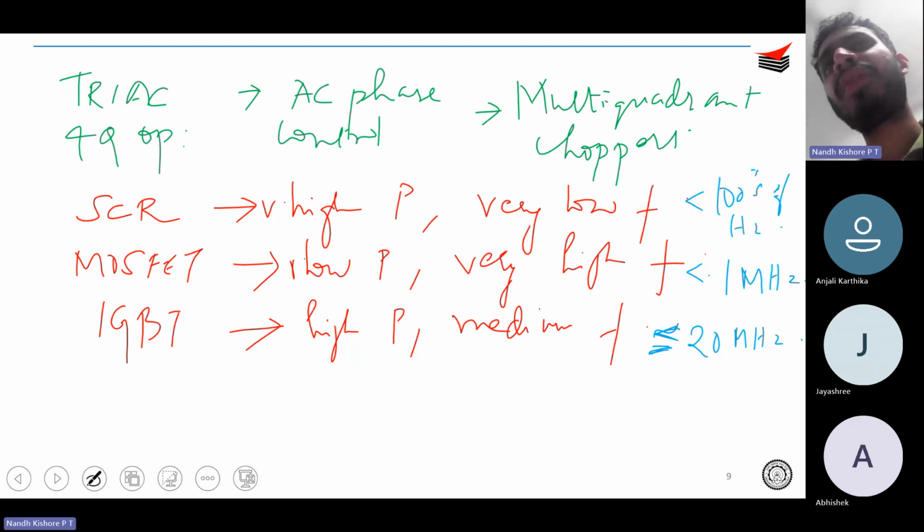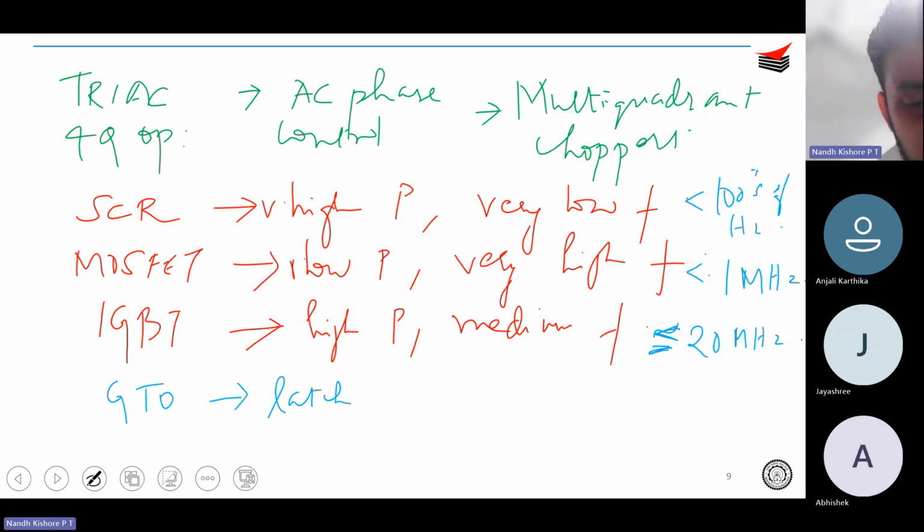Fine. So apart from this, you have the GTOs, wherein you have a device which is both a latch on plus latch off device. So you have GTO, which is a latch on plus latch off device and an improvement over SCRs and so on.